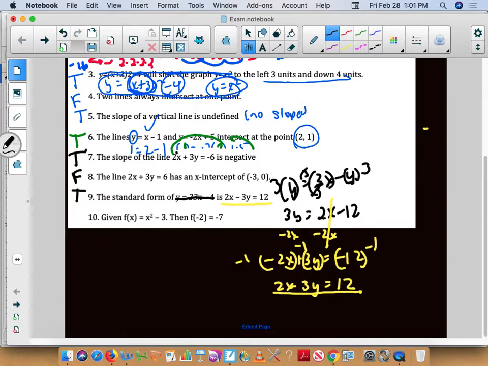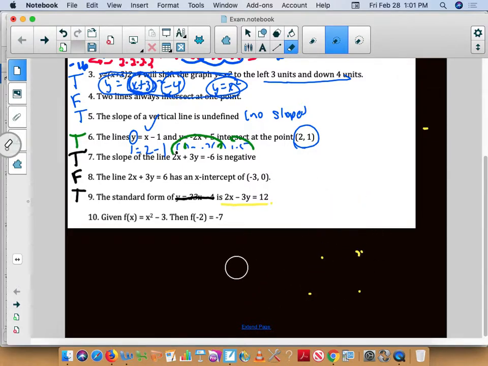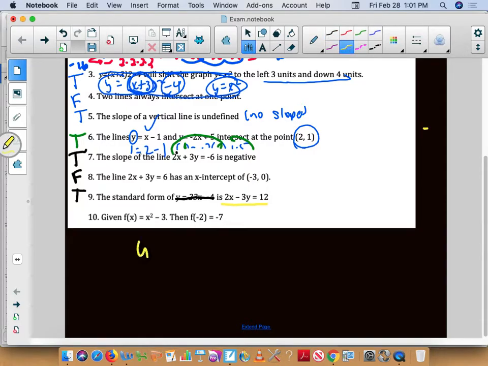There's other ways that are a little faster to work that, but if I just stay consistent, let's do that again. I'll do it down here in the black. So doing number 9 was y is equal to 2 over 3x minus 4.